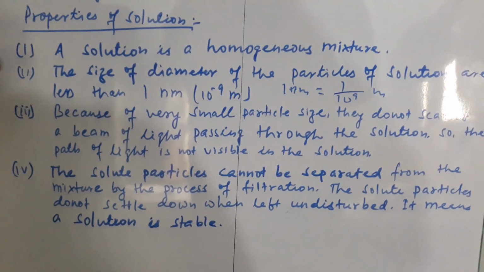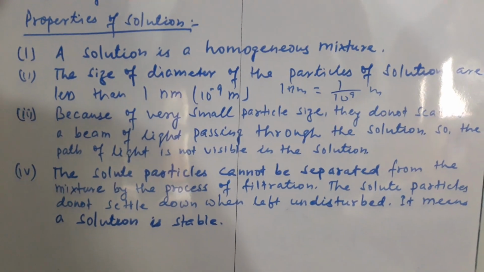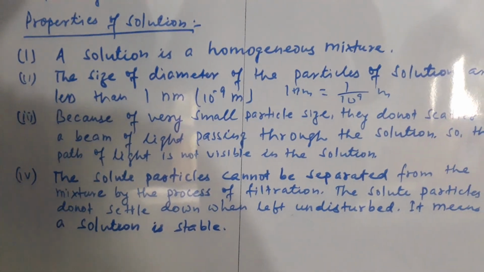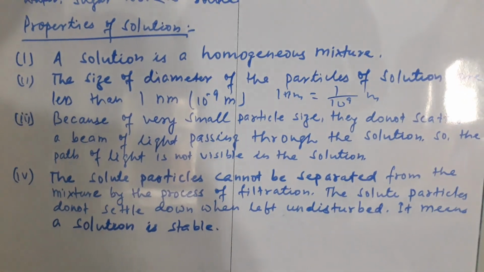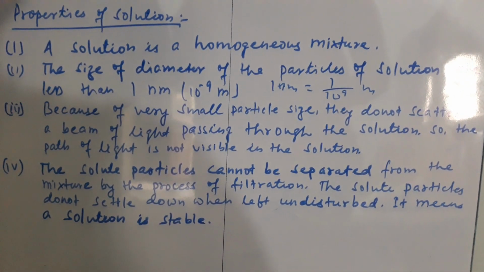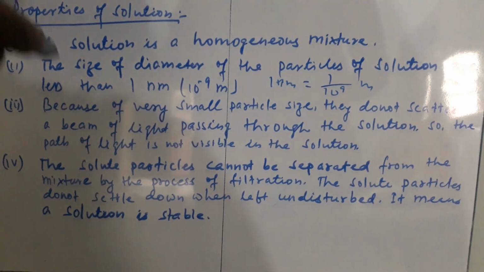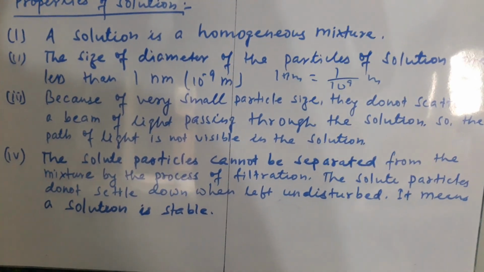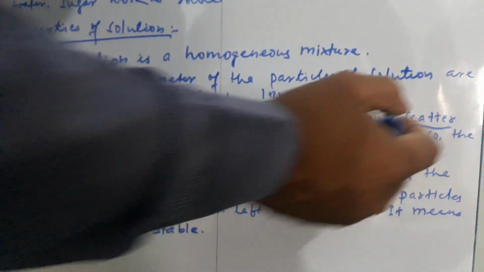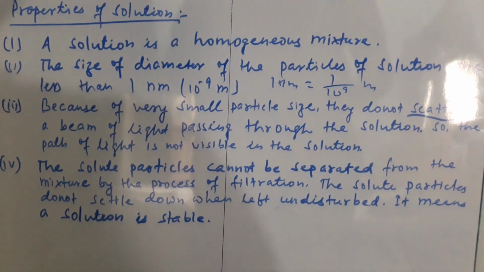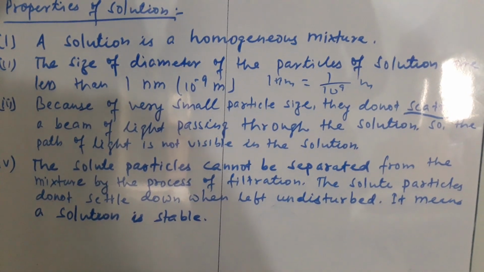If we compare the size of particles of a solution with any other type of mixture, it is the smallest in size. The third one is that because of their very small size, they do not scatter a beam of light passing through the solution. So the path of light is not visible in the solution. Scatter is perhaps a new word for you. If we pass a beam of light through a solution, the path of light is not visible.